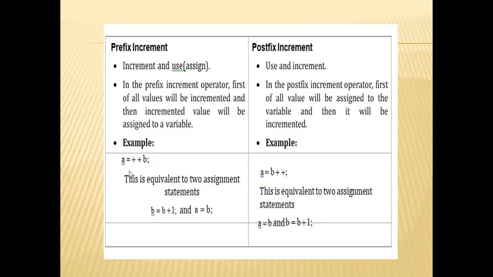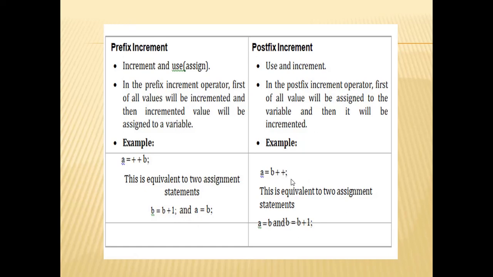Okay, so this is the example here. A is equal to ++b. The meaning of A is equal to ++b is nothing but first this will increase the b value by 1 and then the b value is assigned to A. So this is equal to two statements, that is b is equal to b plus 1. First this increases the b value by 1 and that b value is assigned to A. This is called prefix increment.